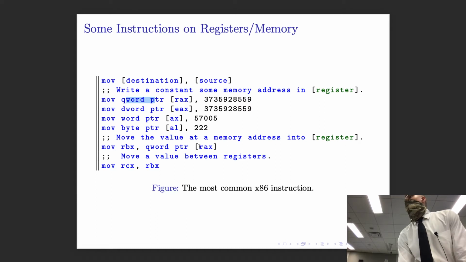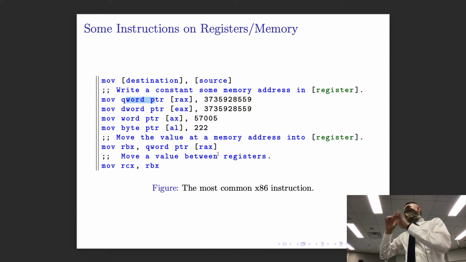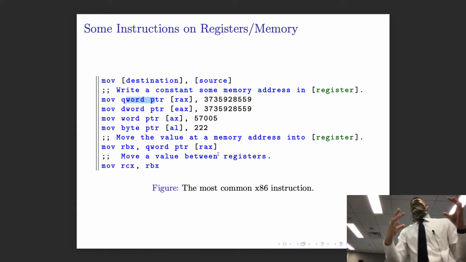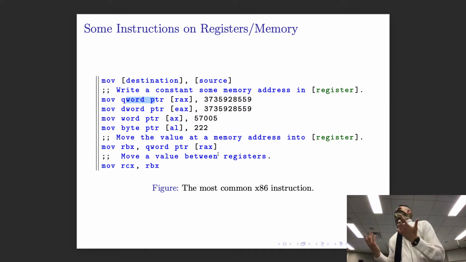And then here's how you would read from memory. It's kind of the same thing where you have the keyword, except you swap the order. So now you have the keyword followed by the bracketed register on the right, and then your destination is going to be on the left. So this would go to the address in RAX, read that qword, so the 64-bit value, and put it into RBX, the register. And you can also move between registers.